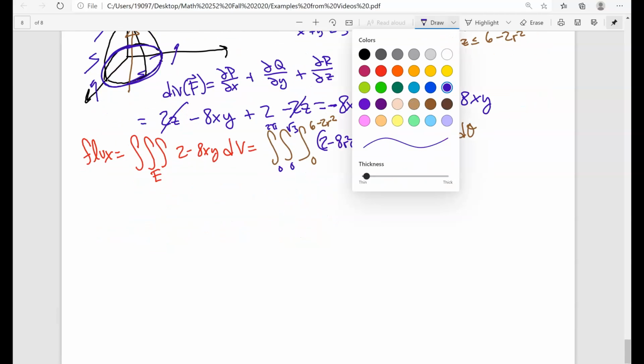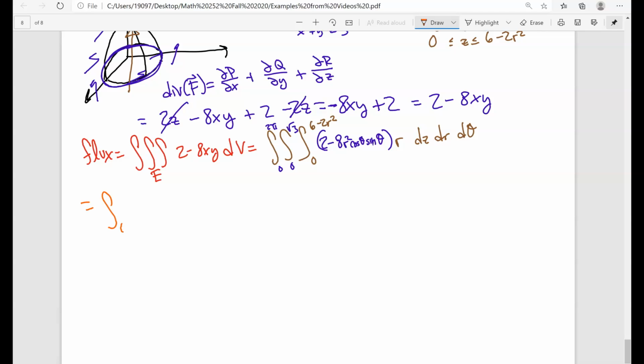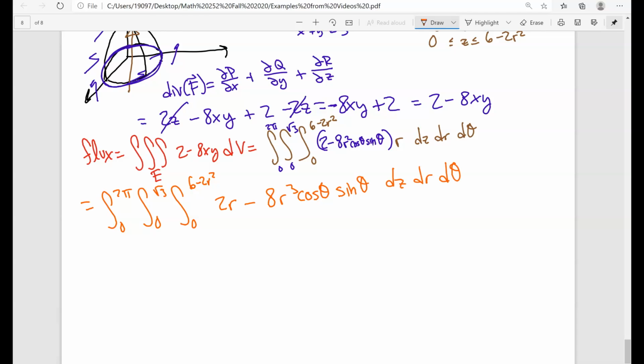So this gives me the integral from 0 to 2π, the integral from 0 to square root of 3, the integral from 0 to 6 minus 2r squared of 2r minus 8r cubed cosine theta sine theta dz dr dθ.